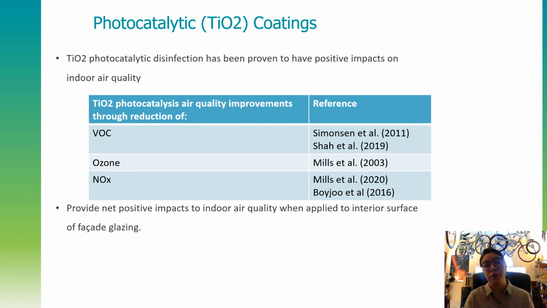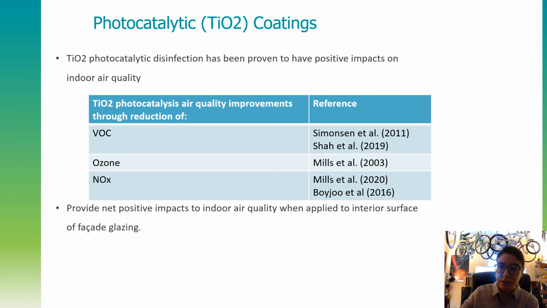A little bit more on these photocatalytic coatings. So photocatalytic coatings have these antimicrobial properties, but they've also been proven to have positive impacts on indoor air quality, as we mentioned earlier. So there are studies that show that by the use of titanium dioxide coatings, air quality improvements can occur through the reduction of VOCs, ozone, and NOx, and this in turn will provide a net positive impact to your indoor air quality when applied to the interior surface of your facade or your glazing.